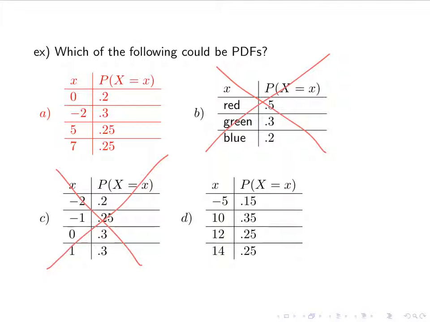So lastly, we look at D. Again, it is quantitative, -5, 10, 12, 14. Those are numbers, so that's good. The probabilities are all between 0 and 1. And if I add them up, do I get 1? So what's 0.15 plus 0.35 plus 0.25 plus 0.25? And we notice that it does add up to 1. So A and D could be PDFs. I don't know what the variable x represents, but that's not what the question's asking. So they could be PDFs. They are quantitative variables. The probabilities are between 0 and 1, and if I add them up, I get 1.